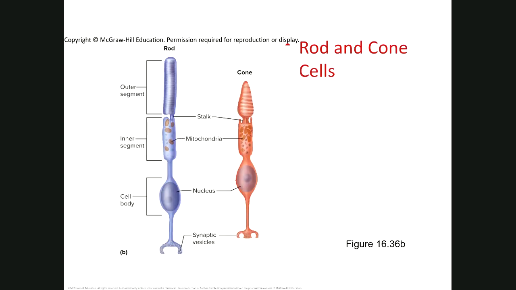So rods and cone cells, they look literally like rods, and also look like cones. These cells have this inner segment for the rods, outer segments, and they have their cell bodies. Same with the cone cells, you have the stalk of it, the mitochondria level, also in the rod cell, and then the nucleus. And then at the end, they have their synaptic vesicles, which are embedded in the retina.